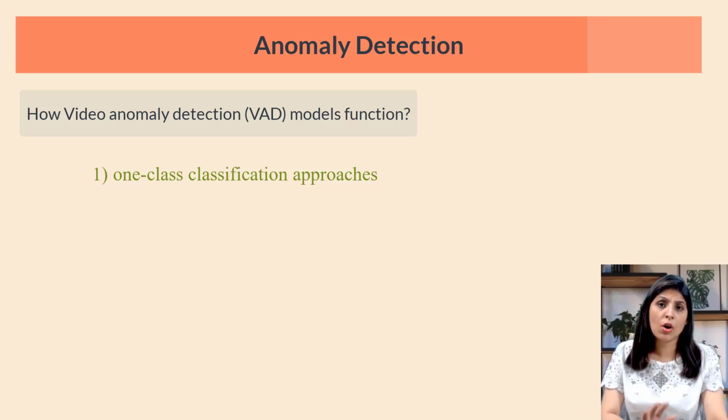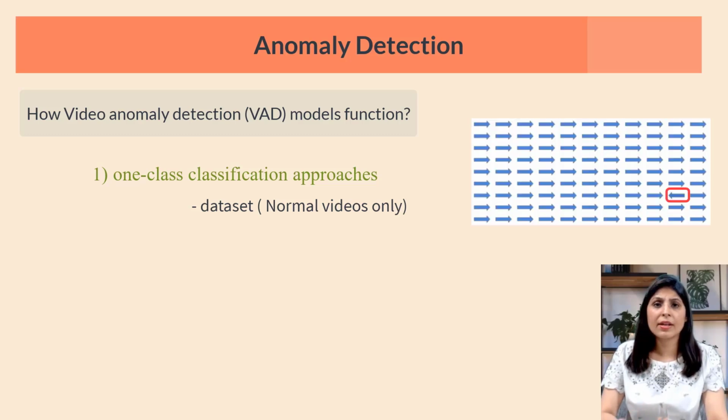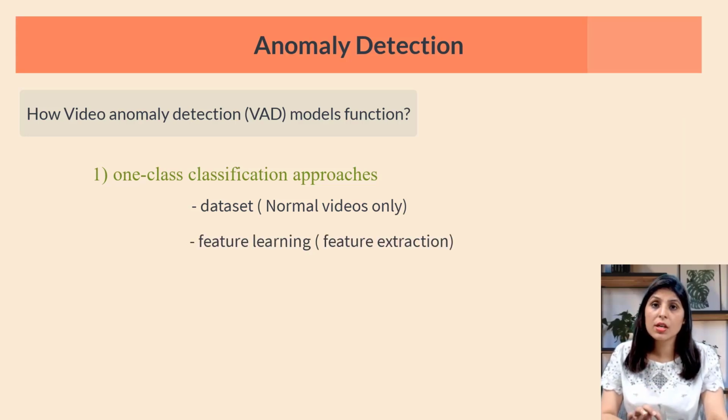In these methods, the model is only trained on normal video. The idea here is to understand how normal behavior looks, assuming that anomalies are rare and can be treated as outliers. To learn what's normal, we use something called feature learning. Feature learning means the process of identifying and extracting relevant features or patterns from the input data. These features could include various aspects like motion patterns, color distributions, texture or any other characteristic that differentiates the normal behavior from the anomalies.